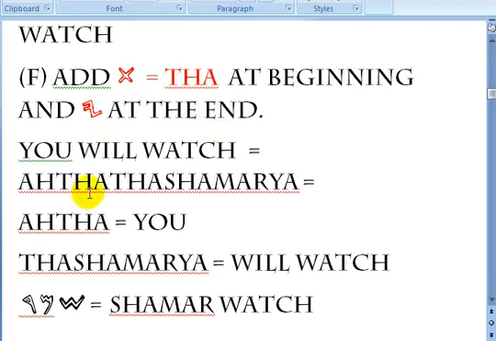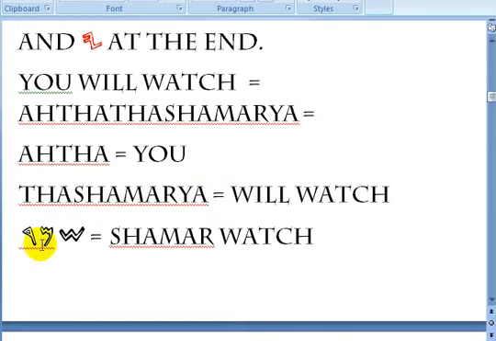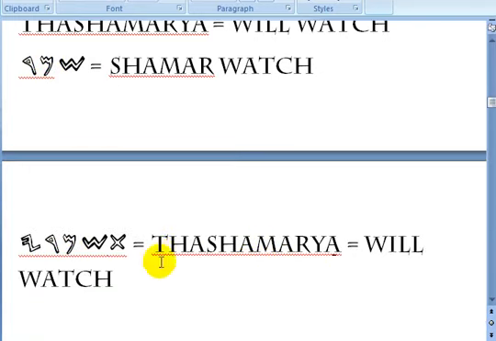Says you will watch. Atha tha shamar ya. Atha is you, tha shamar ya will watch. That's in the future tense. Alright? So the way you say watch, once again, is shamar, which is watch. And the way you would make it future tense for feminine or for female is tha shamar ya. Tha shamar ya will watch.